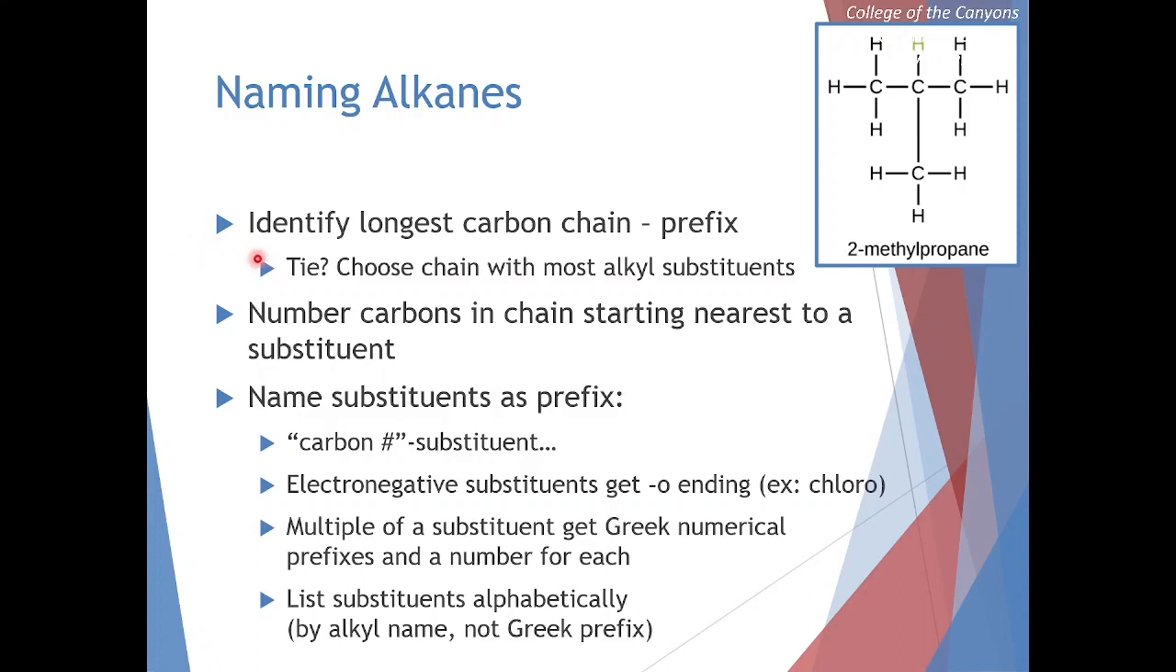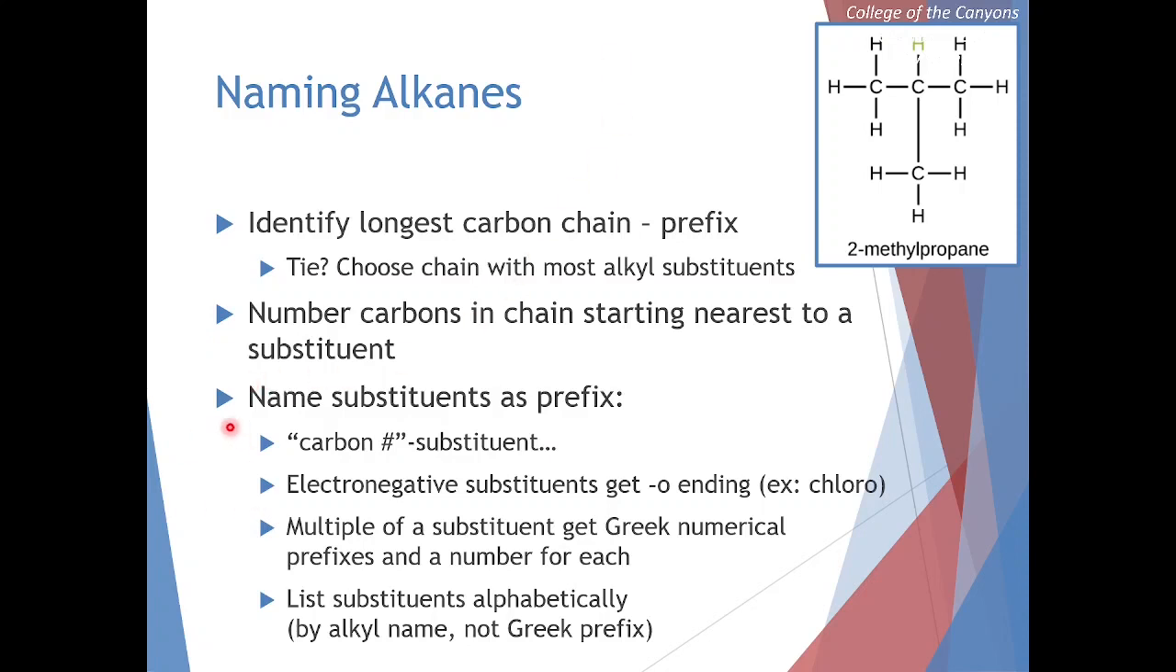If there's a tie, we want to choose the chain which contains the most alkyl substituents, which contains the most branches on it. And once we identify that longest chain, we need to number it. In order to tell where the groups are attached to our chain, we need to know what is the beginning and what is the end. So if we have a chain of carbons with groups stuck to it, try to number those carbons, one at the beginning, the highest number at the end, where our groups are attached to the lowest number carbon possible.